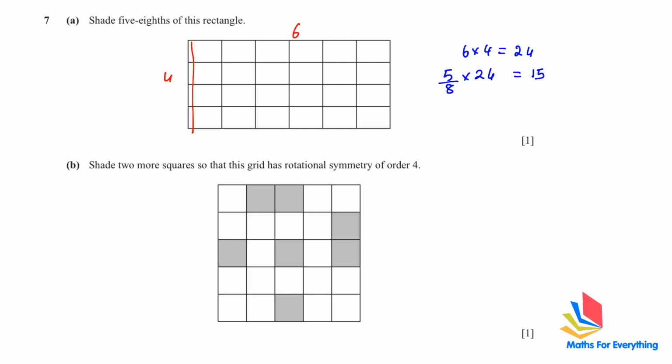We have to shade 15 squares. So these are the 15 squares that we shaded. You could have shaded any 15 squares. Part B, shade 2 more squares so that this grid has rotational symmetry of order 4. You can see that before the corner you have 2 squares. Before this corner you have 2 squares. So the same we are going to shade this one and this one. That will give us the rotational symmetry of order 4.